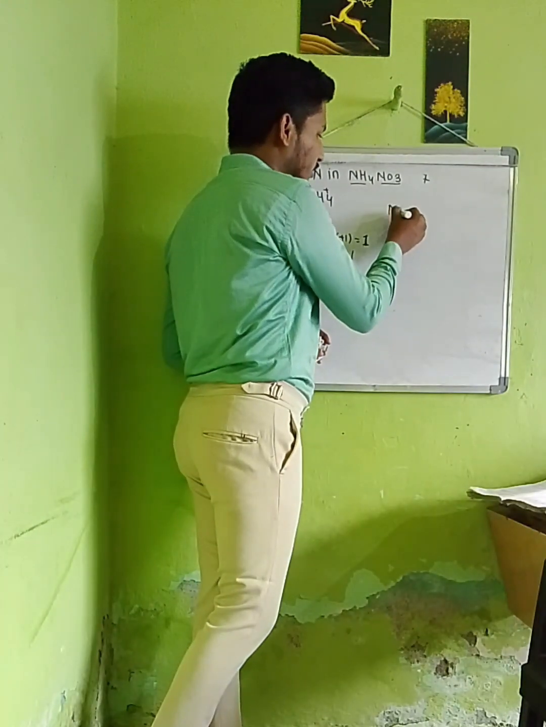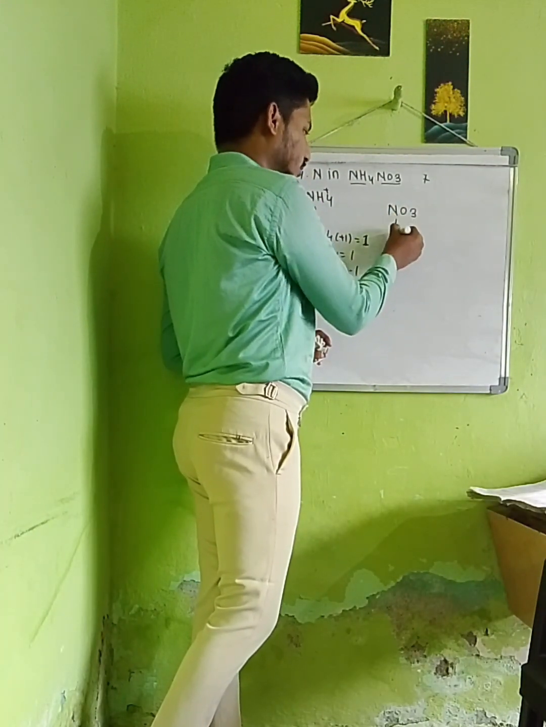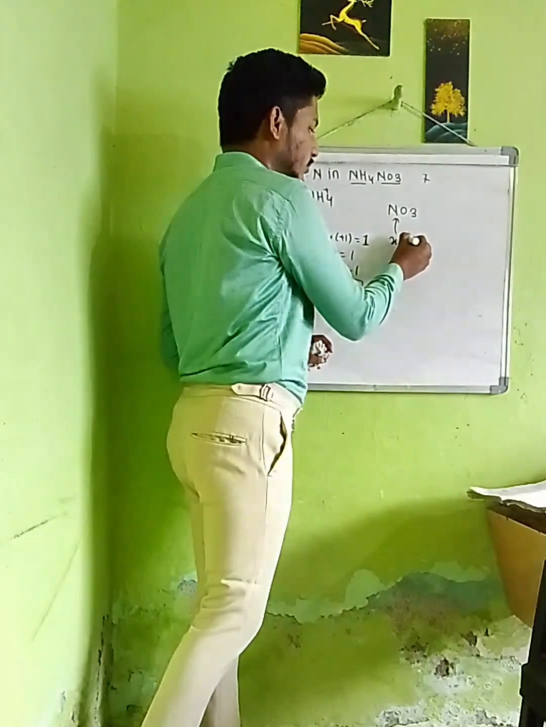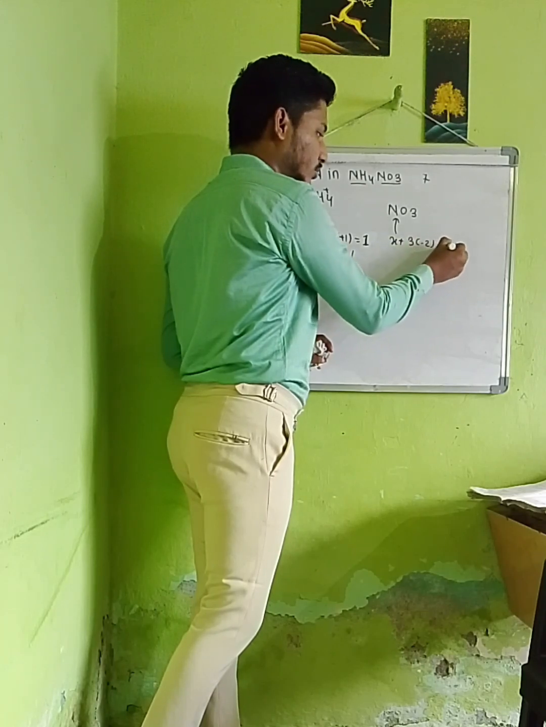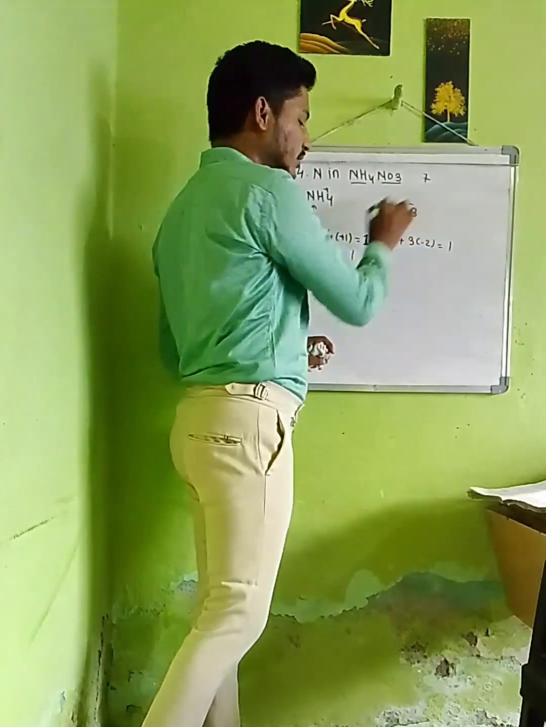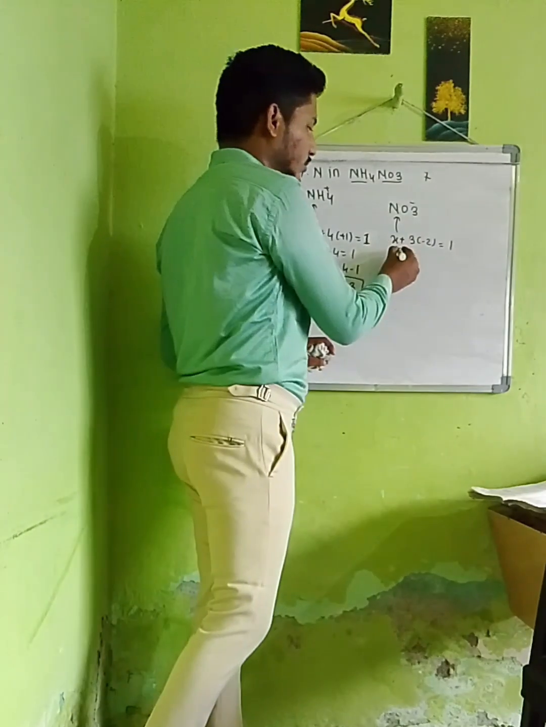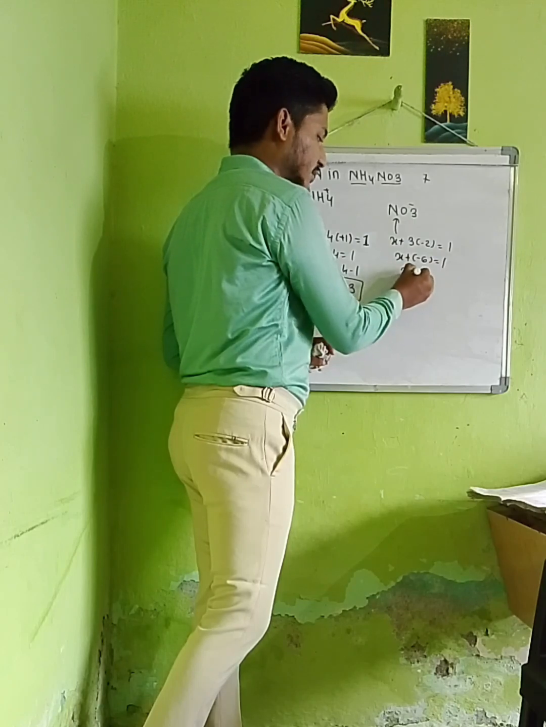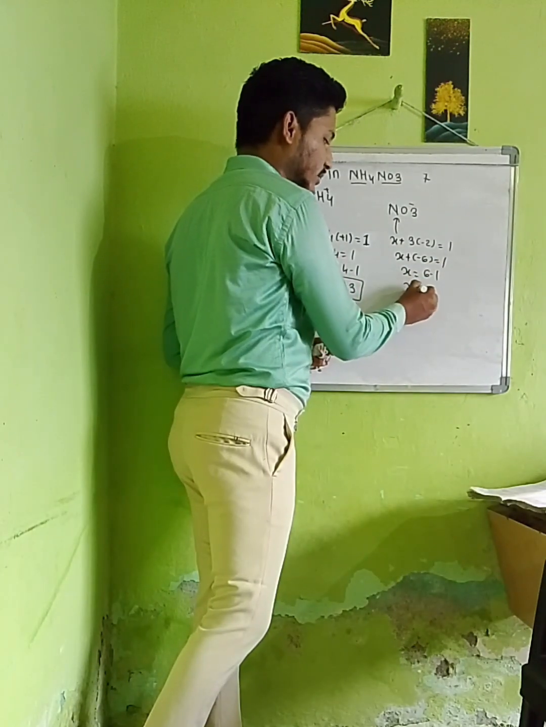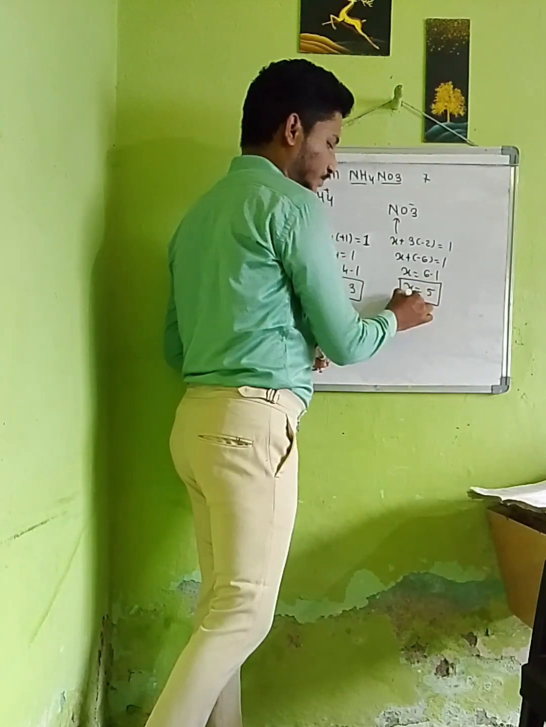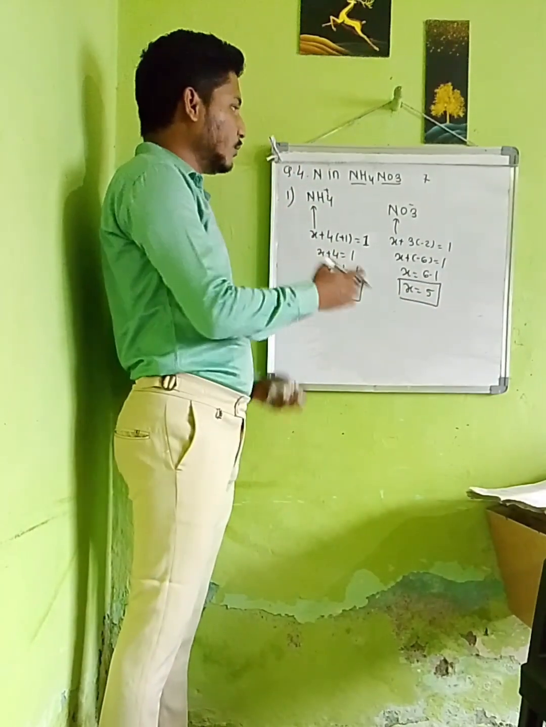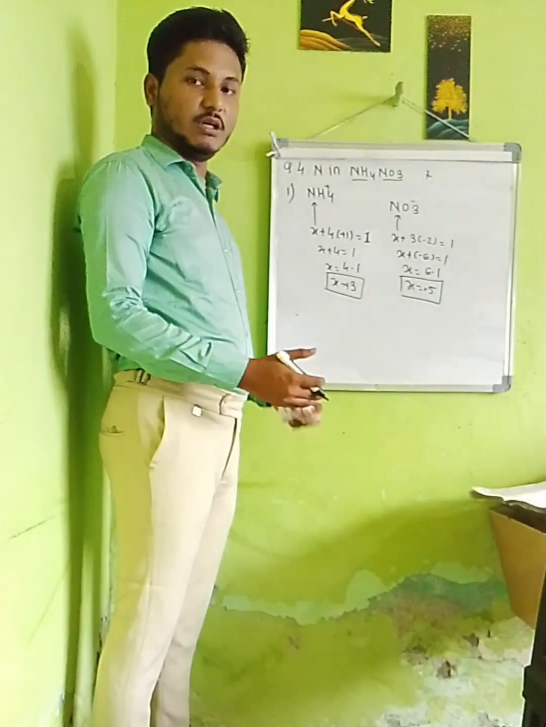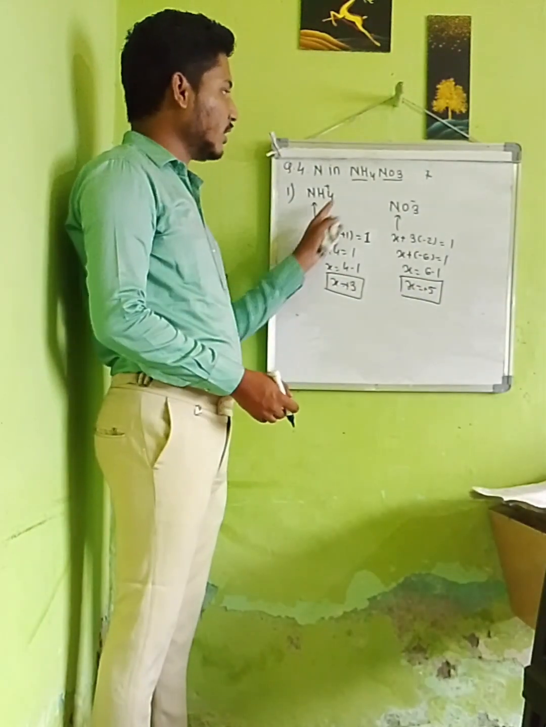And now nitrogen in nitrate. So X is the oxidation number of nitrogen. Then x plus 3 into -2 is equal to -1. Here is also a -1 charge. So x minus 6 is equal to -1. X is equal to 6 minus 1. X is equal to 5. So oxidation number of nitrogen in ammonium nitrate is -3 and +5. There are two different oxidation numbers of nitrogen in ammonium nitrate.